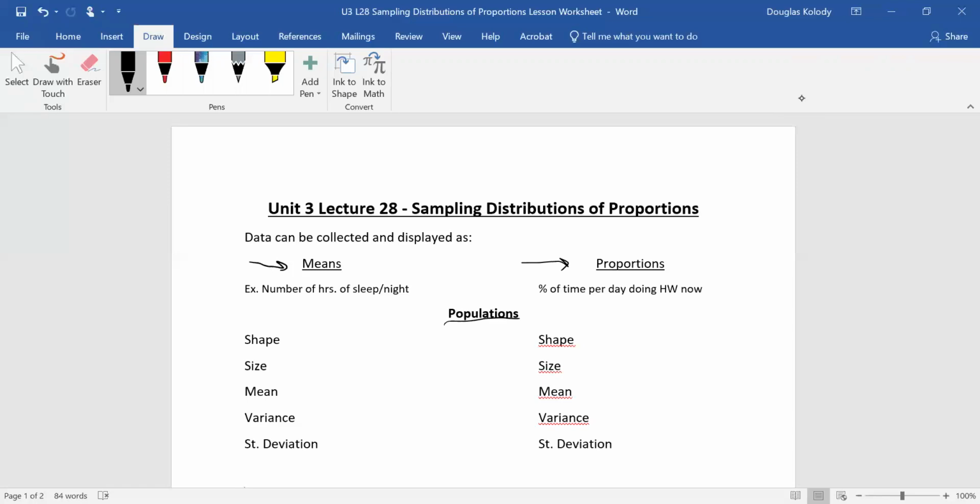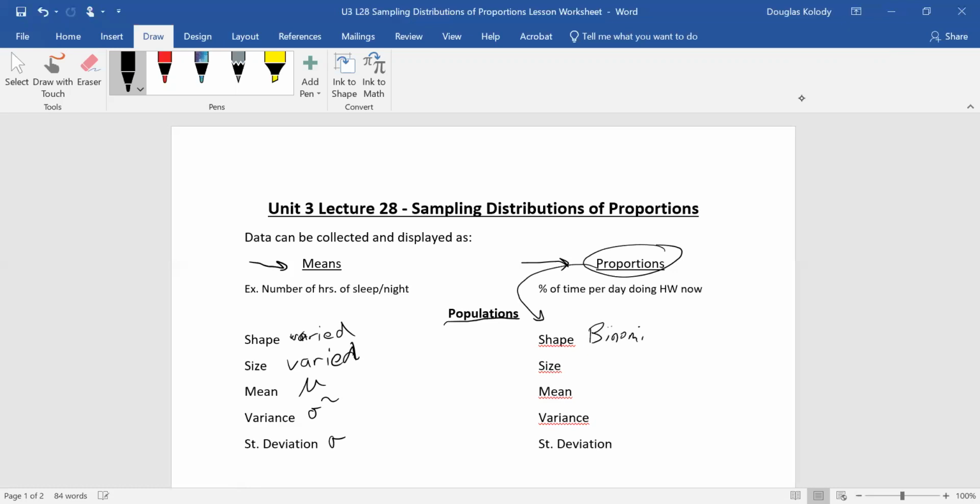All right, so for means, we have dealt with this before. The shape of a population of means can be varied. It could be normally distributed, skewed left, skewed right, or uniformly distributed. It's varied. The size, therefore, is also varied. The mean is mu. Variance, sigma squared. Standard deviation, sigma. For populations of proportions, the shape of a distribution is binomial.